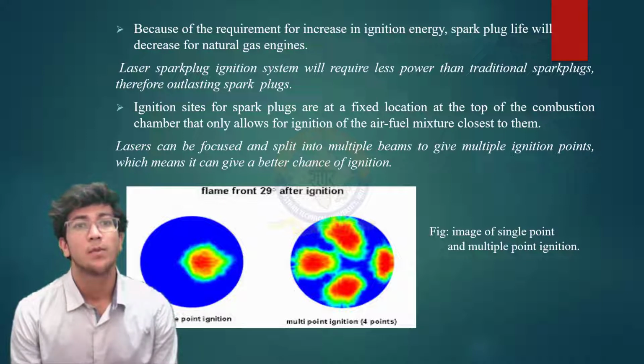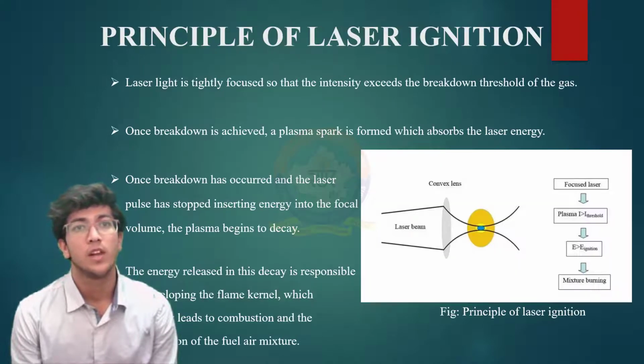Ignition sites for spark plugs are at a fixed location at the top of the combustion chamber that only allows for ignition of the air-fuel mixture closest to them. Lasers can be focused and split into multiple beams to give multiple ignition points, which means it can give a better chance of ignition. As we can see in the given figure, using multi-point ignition is faster and more beneficial than single point ignition. Now let's see the basic principle of laser ignition system.